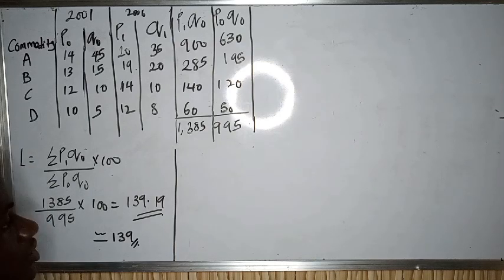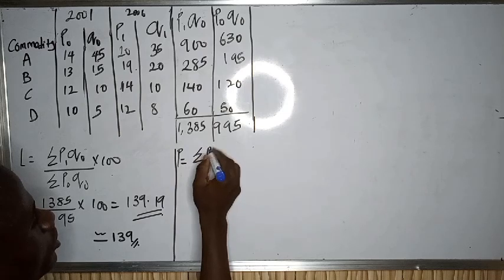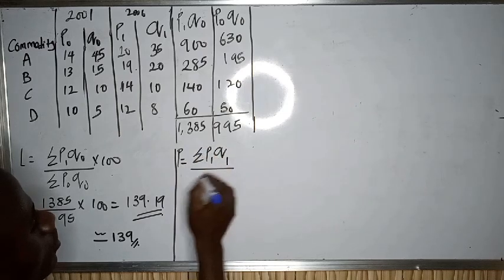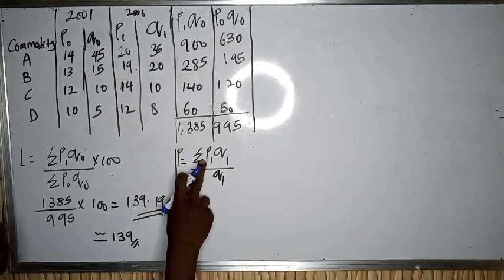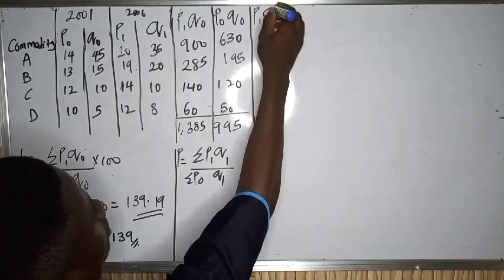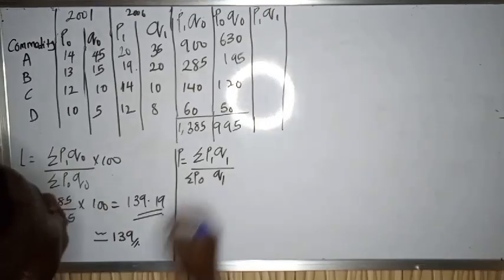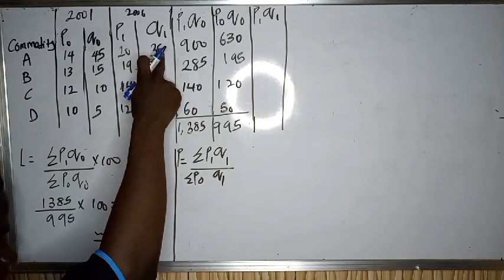What about Paasche index? The formula for Paasche is summation P1 Q1 over summation P0 Q1. So we need to get the current price and current quantity, multiplication of P1 Q1. So we multiply them together.